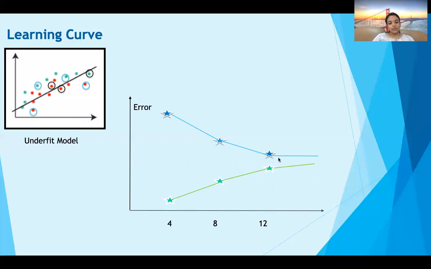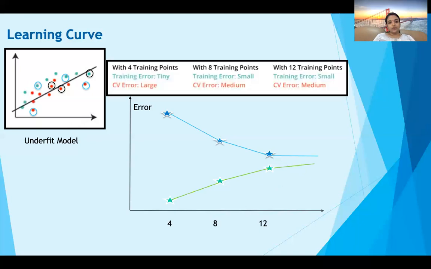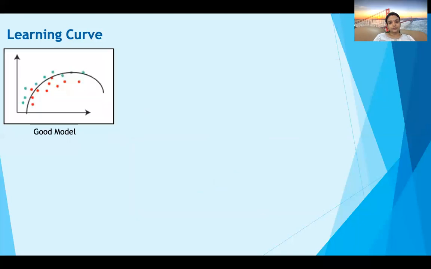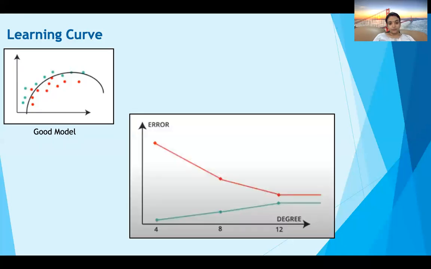Okay, let's do the same thing for the quadratic model also. See the quadratic model, this fits the data perfectly. Now we will train with 4 points, and we will see that it is very easy to train the model with 4 points. So it will have a tiny training error, but the cross validation error will be more because we have used very few points to train the model.